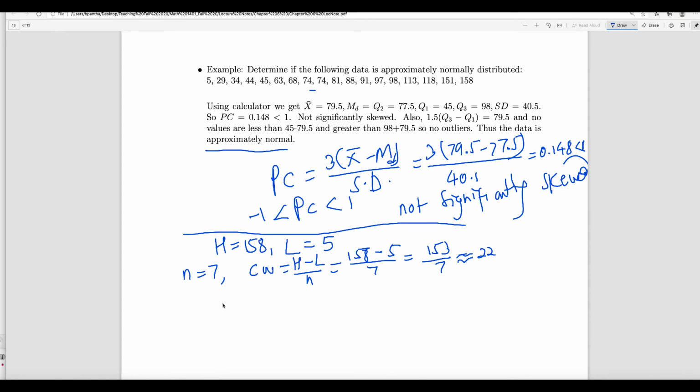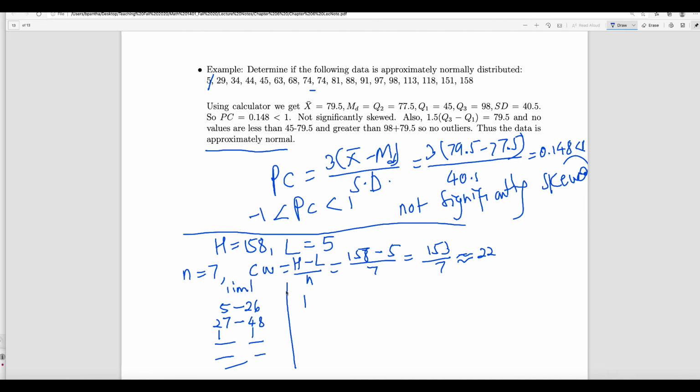Now, how do I find the class limits? The lowest class should start from 5. 5 through 22 plus 5 minus 1, which is 26. Then 27 through, just add 22, so that will be 48, and so on. Find all those numbers and write out how many data values are between 5 and 26. Between 5 and 26 is just 1. These are the class limits.